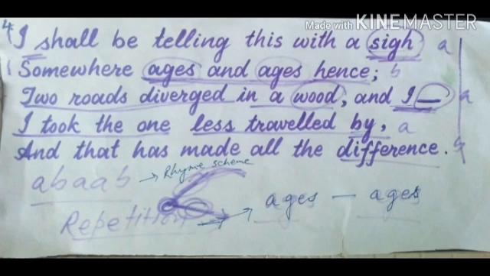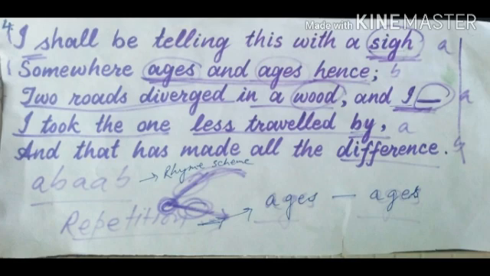So the poet says, "Two roads diverged in a wood and I took the one less traveled by, and that has made all the difference." So students, you can see this stanza is a bit different from the three earlier stanzas in terms of the feelings of the poet. The poet says that in future, that means in the time to come, long after, he will be telling this with a deep breath, meaning with a sigh.